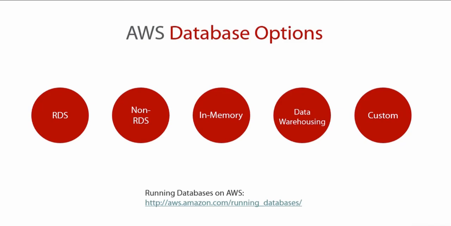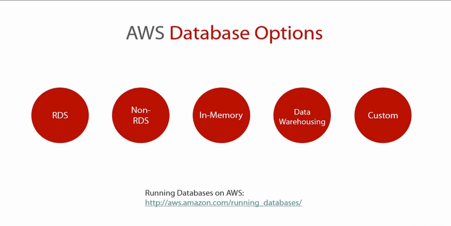So what custom means is if you don't want to use any of the managed, hosted database options that you have with RDS and non-RDS, and you simply want to maybe put up your own operating system and install your own database software on it, maybe it's Microsoft SQL, and you want to go through that installation and manage it and maintain it yourself, then you absolutely can do that. So those are all the database options that AWS provides, and we're going to dig into some of them.